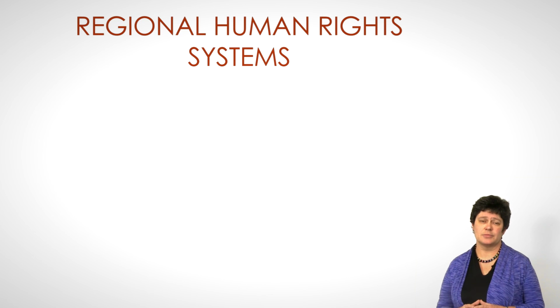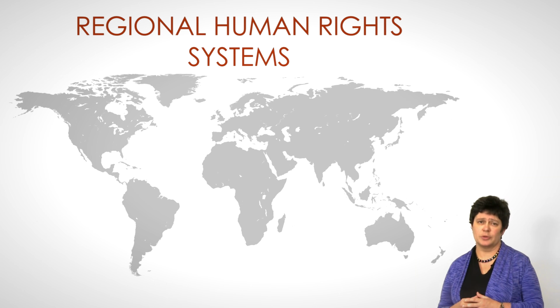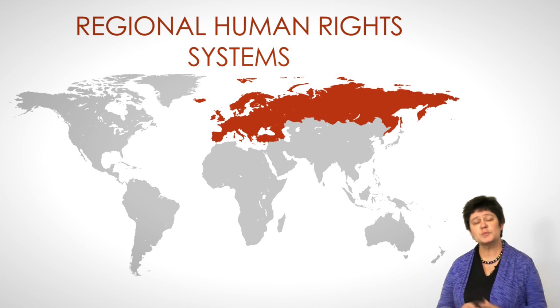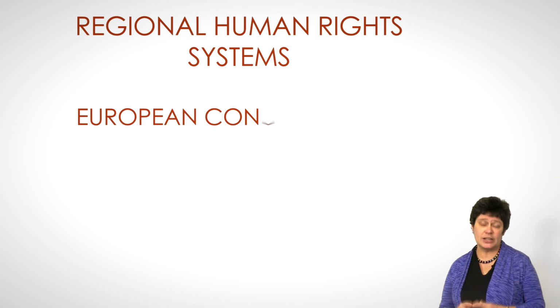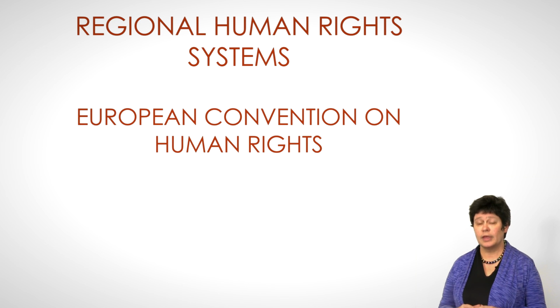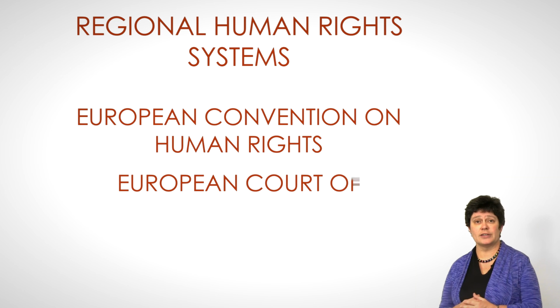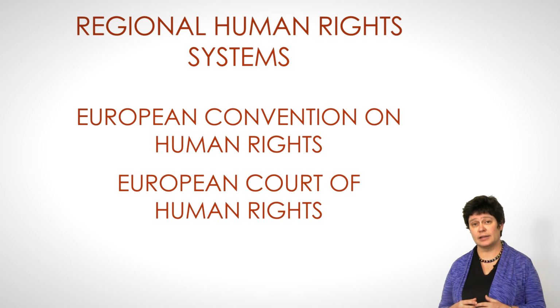I turn now briefly to the regional human rights systems. The oldest human rights system is in Europe under the auspices of the Council of Europe. The key instrument is the European Convention on Human Rights. There is a European Court of Human Rights which hears cases about alleged violations. There are also other European treaties dealing with particular human rights issues such as economic, social and cultural rights and torture.